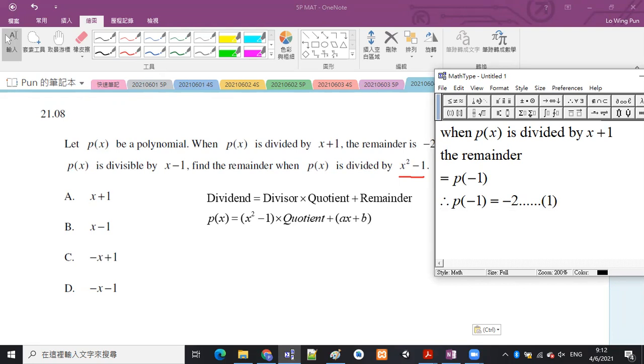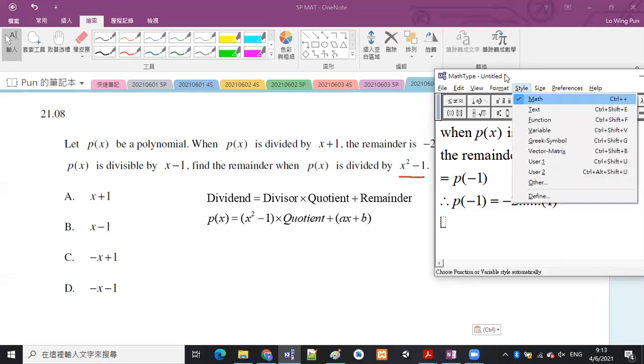It's okay? And then we have the next information. Next information that P(x) is divisible by x minus 1. What's meant by divisible? Divisible means the remainder is equal to 0. So it is still about the remainder.